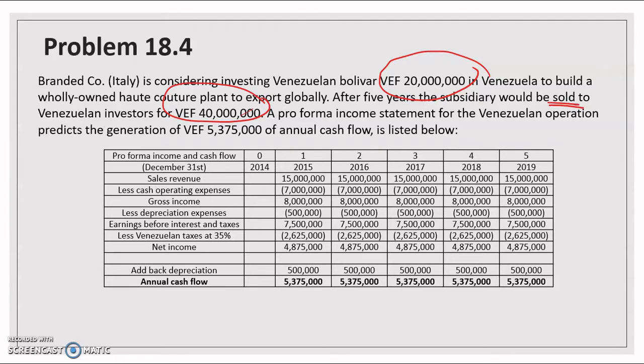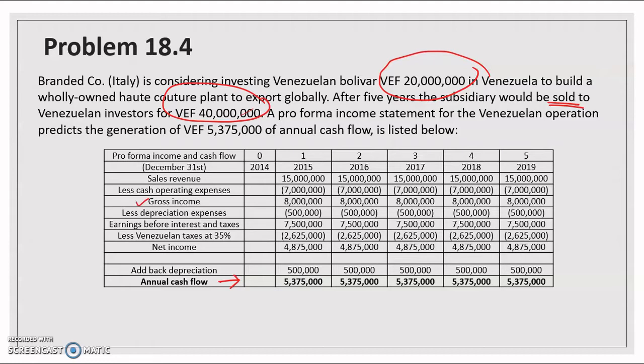This can be termed as terminal value, sale value, or salvage value. Now, the pro forma has also been designed. It's a projective pro forma that the company is hoping that with this amount of sale and expenses, this is the annual cash flow that they will get. They are expecting the same amount of cash flows to be coming in. So for a sale of 15 million less operating expenses, this is the gross income.